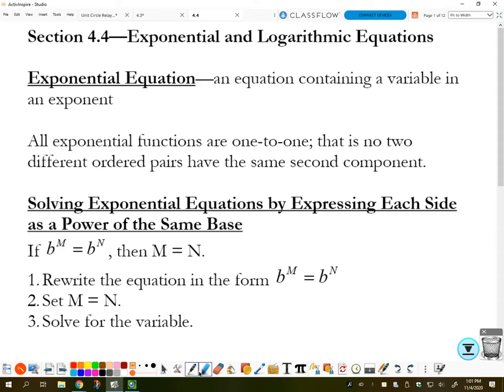So an exponential equation is an equation containing a variable in the exponent. All exponential functions are 1-to-1, so no two ordered pairs have the same second component.